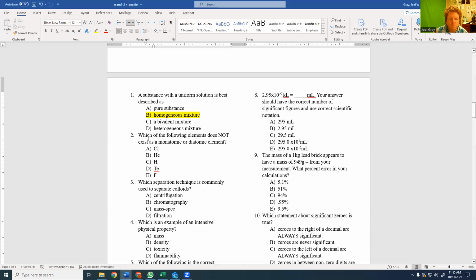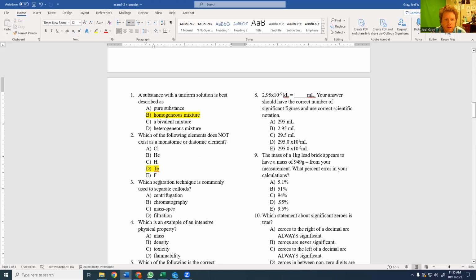So, does not exist as a monatomic or a diatomic element. Cl2 exists as a diatomic element, or Cl exists as a monatomic. He is a noble gas, exists as a monatomic. H2 or hydrogen exists as H2. F exists as F2, leaving behind only Te or tellurium as something that is not a good candidate to be a monatomic or a diatomic element. So that means that question number 2 has D as the correct answer.